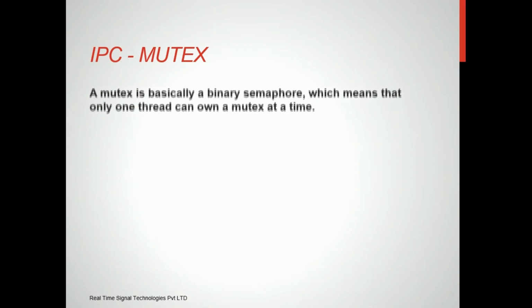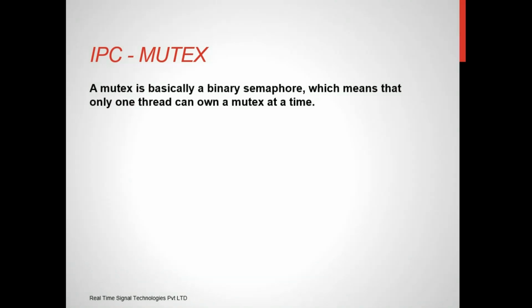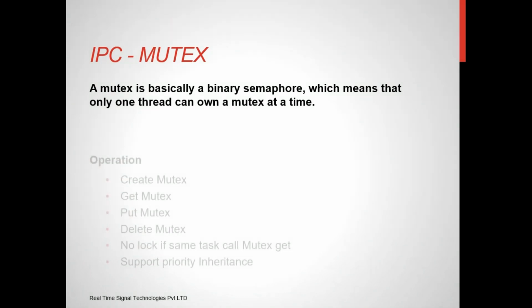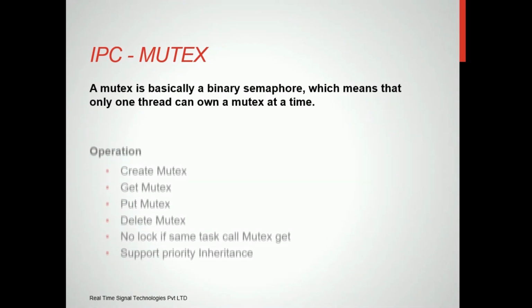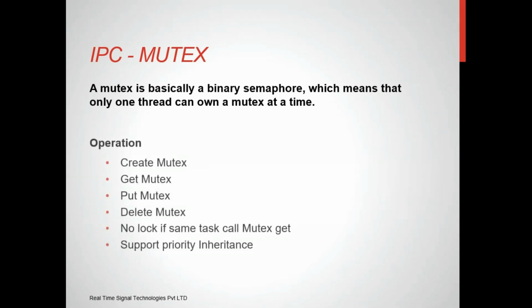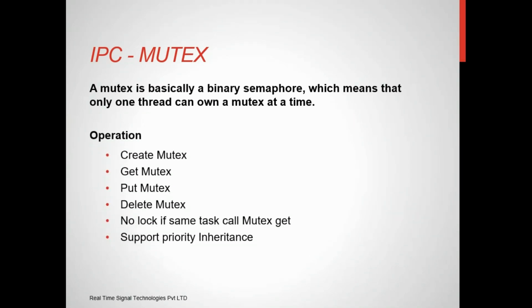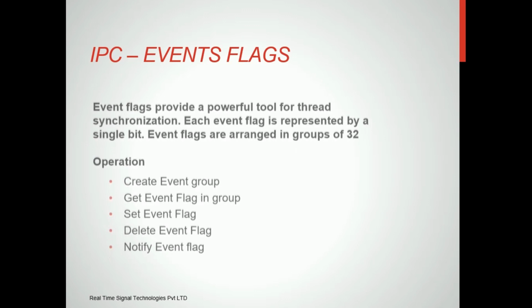Mutex is basically a binary semaphore, which means one task can own a mutex at a time. The main difference between a binary semaphore and a mutex is that in a binary semaphore one task can give the semaphore, whereas the other can take the semaphore, but in a mutex the task that takes the mutex should give the mutex back. Real-time embedded systems have to take action in response to events.